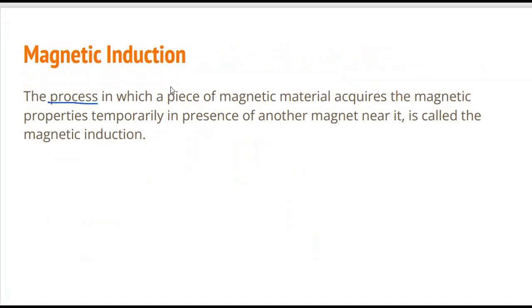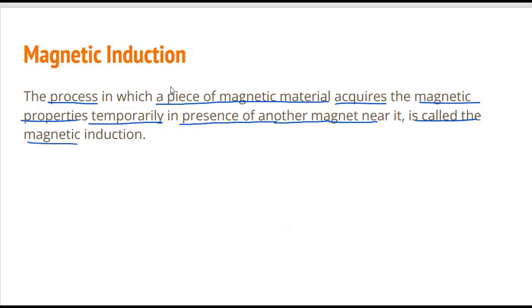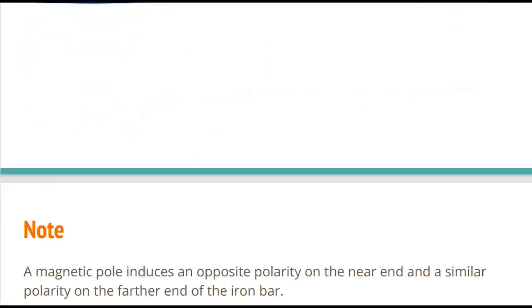It is the process in which a piece of magnetic material, like the iron pin in the previous example, acquires magnetic properties temporarily, not permanently, in the presence of another magnet near it. And this phenomenon, this process, is called magnetic induction. Very simple to understand.